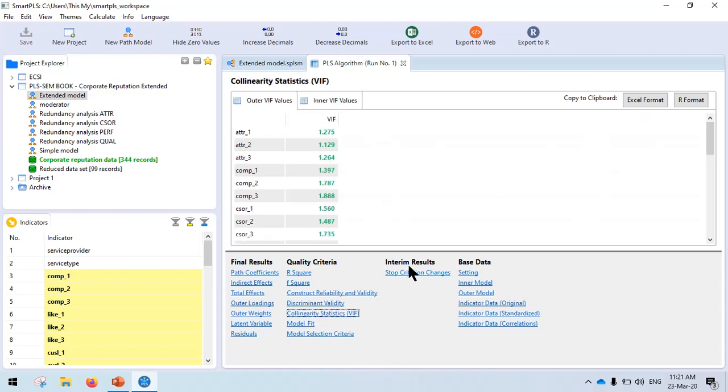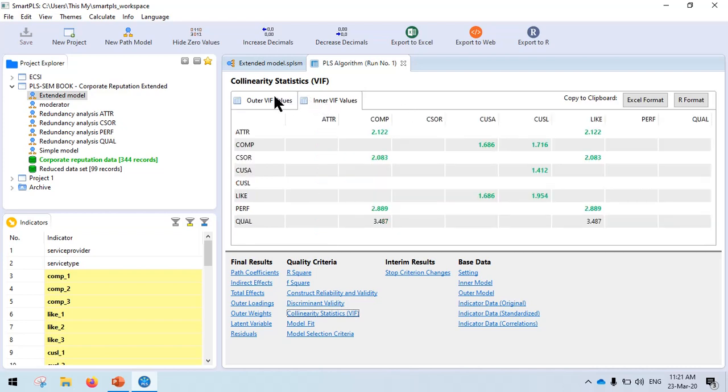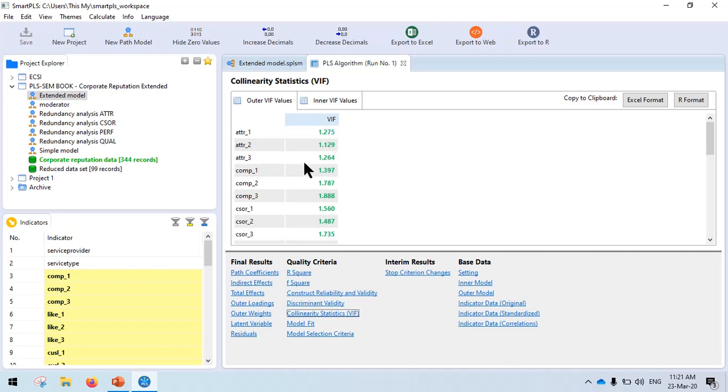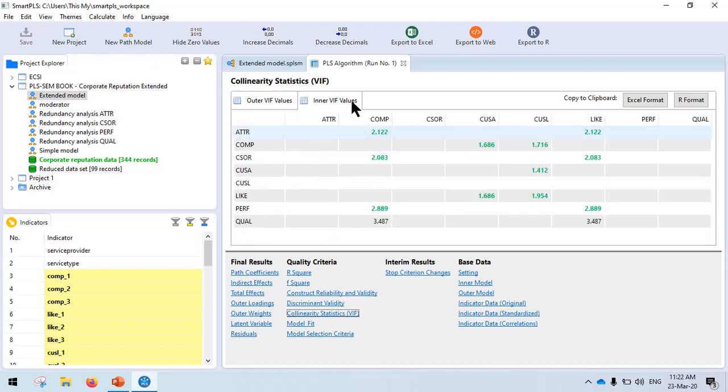I click on it, and you can see here I will have all the VIF collinearity values for each indicator, which are all below 5, and you can see all the colors are green. If I have one more than 5, then the color will be red. And this is the outer, this is the inner for the construct itself. Also all of them are below 5. That's good.